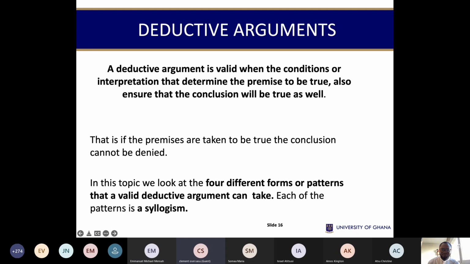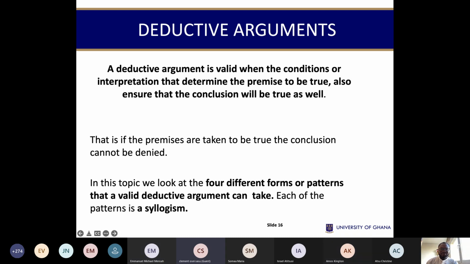exactly. With a deductive argument, the argument is valid when the conditions that must ensure the premise to be true also ensure that the conclusion will be true as well. If one is not, or a condition fails to meet that, then that argument will no longer be a deductive argument. It will be an inductive argument.